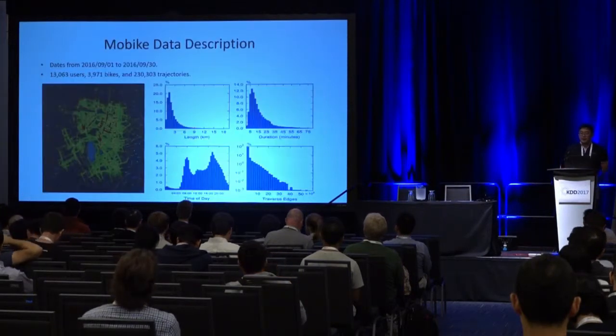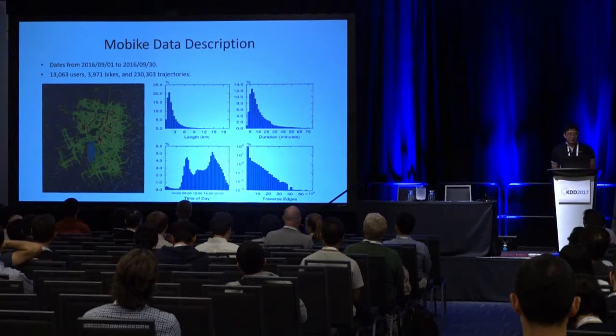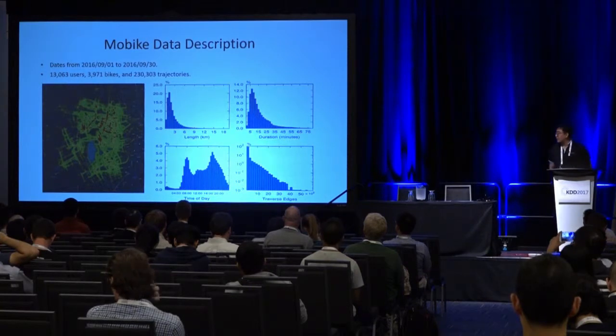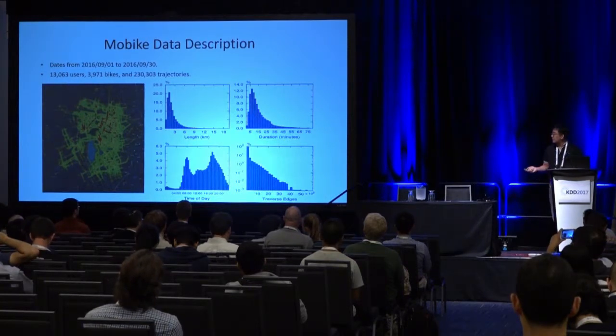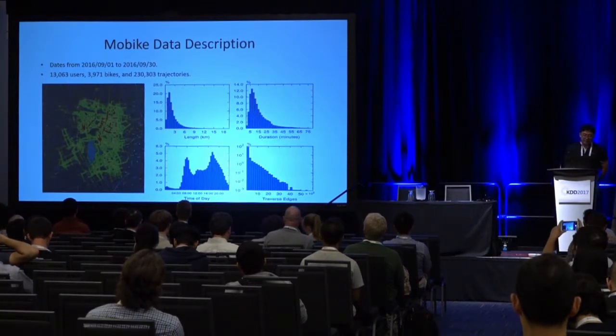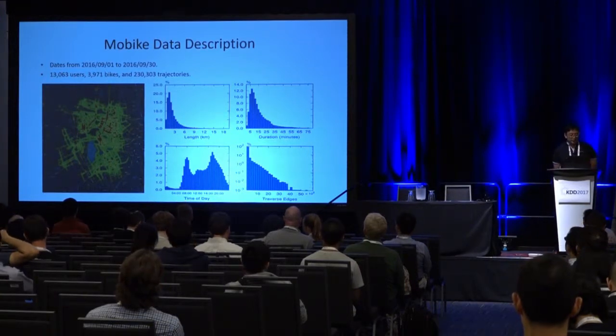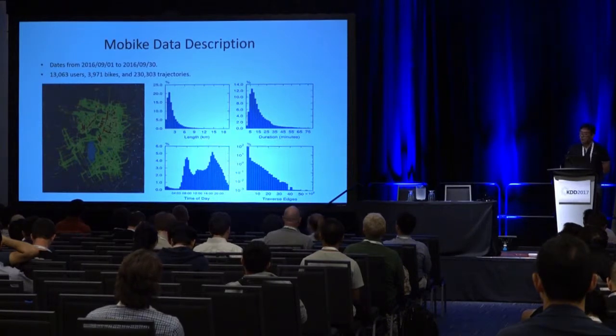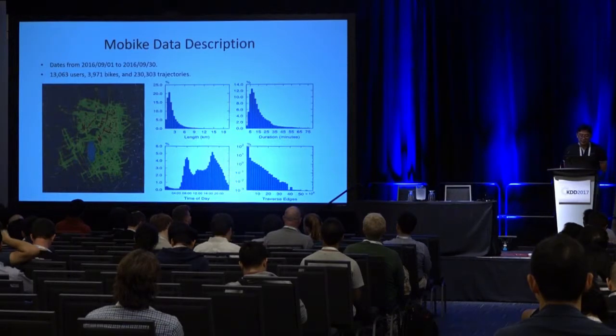Okay, so I'll give you a brief idea of the dataset we got here. We have a sample dataset from the city of Shanghai, and the center here is the Hongqiao Airport. The dataset covers 1 month, over 13,000 users, and a total of 230,000 trajectories. We did some basic statistics on our dataset.